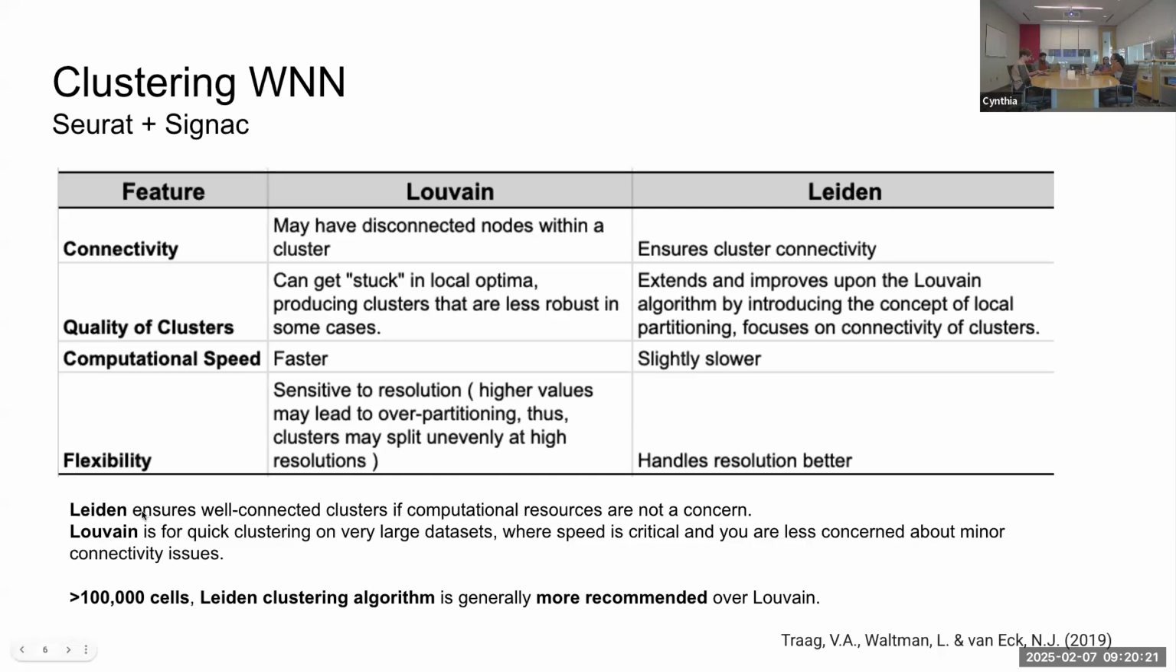One way to summarize this is that Leiden ensures well-connected clusters if computational resources are not a concern. That doesn't mean Louvain is not working well, because it's really good for a quick clustering on very large data sets where speed is not critical and you are not worried about it. And this is just a kind of metric that I found that is recommended: when we have more than 100,000 cells, probably you should switch, in order to not have a lot of clusters or communities with nodes not really well connected.